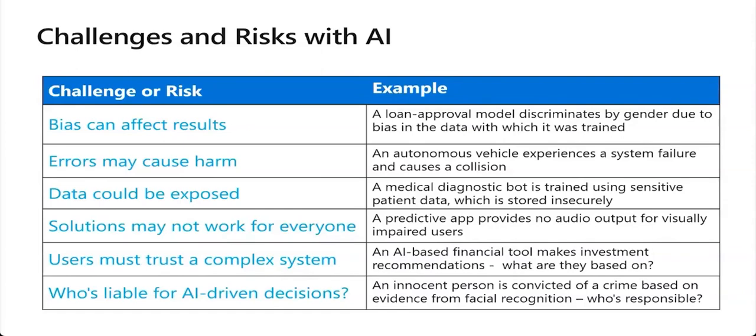And the last one: who is liable for AI-driven decisions? If an innocent person is convicted of a crime based on evidence from facial recognition, who's responsible? Because again, an algorithm is not perfect. It makes mistakes. Maybe it's 90% accurate. Is that enough? Or is it not enough? Who makes those decisions?